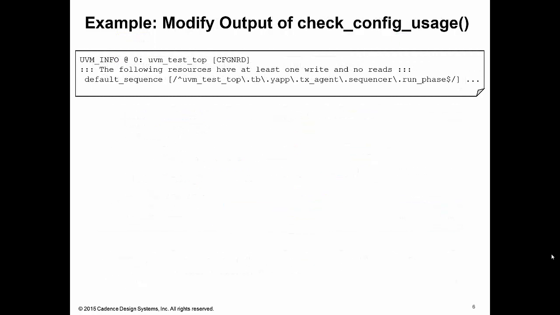So again, this top message is output from the UVM library. This is an output of the check_config_usage method, which reports mismatched configuration settings in my simulation. So it has an ID of CFGNRD. And I want to use a report catcher again to change some of the characteristics of this standard report.